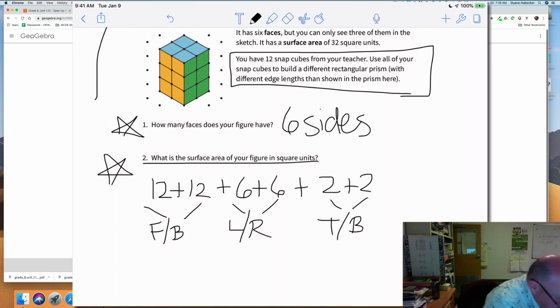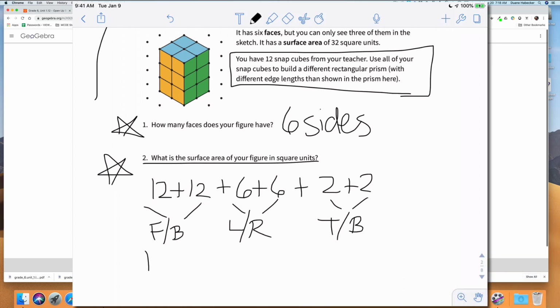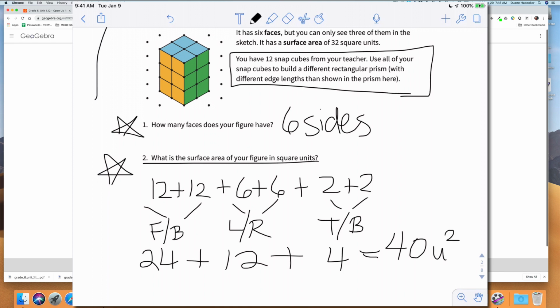And let's get back to their screen. So 24, whoa. So that's 24 plus 12 plus 4, which is 36 plus another 2. So that's 40. So that's 40 square Post-it notes, square units.